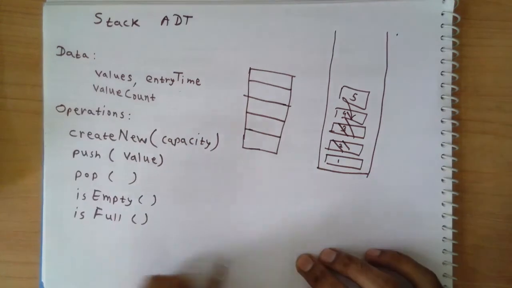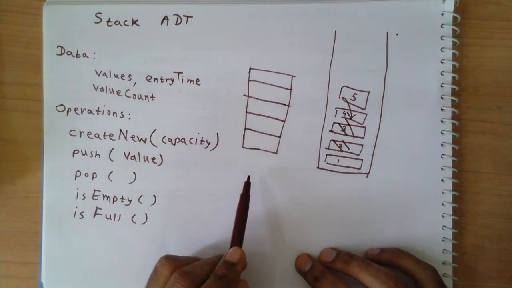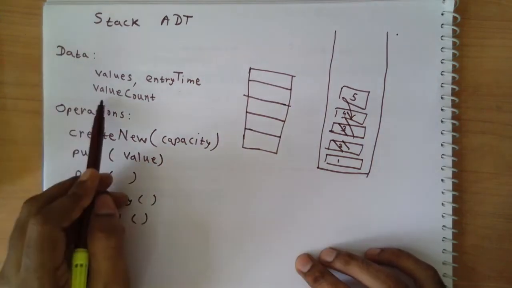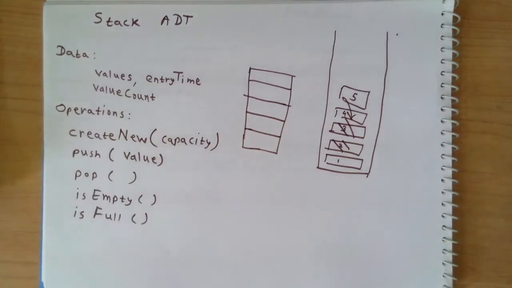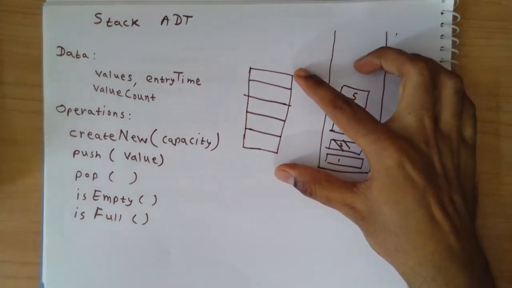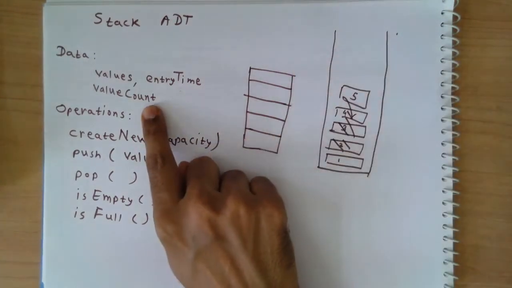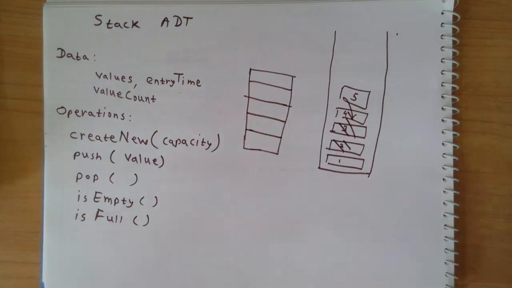Whenever I create the stack, what I need to do is get the corresponding memory block and then initialize this value count to 0. That's what my create new stack should look like. And if you think about its time complexity, in the worst case, how much time will it require? Getting a memory block should require a constant amount of time, and initializing the variable value count to 0 should also take a constant amount of time. So this particular operation would require constant time.